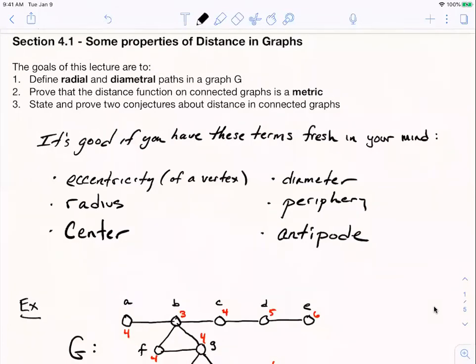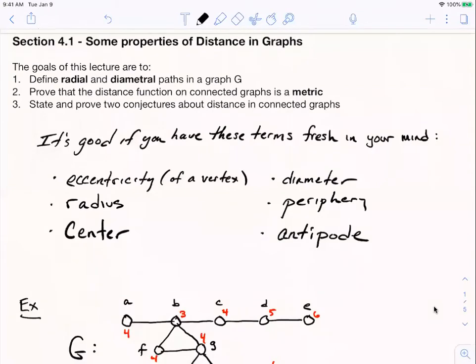I want to talk about the properties of the distance function, and in particular, tell you that they comprise a mathematical object called a metric. A distance measuring function is called a metric. It has certain properties that we want to look at. And then I want to have you conjecture a couple of results by looking at a specific example, and then try to state and prove those conjectures, and that'll be at the end.